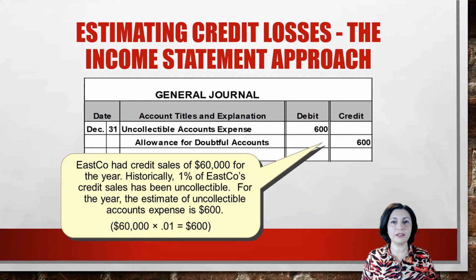Assume ISTCA has yearly credit sales of $60,000. Management estimates that 1% of credit sales will eventually prove to be uncollectible. What is ISTCA company's adjusted entry for uncollectible accounts for this year? ISTCA would debit uncollectible accounts expense and credit allowance for doubtful accounts for $600, which is 1% of $60,000 in credit sales.